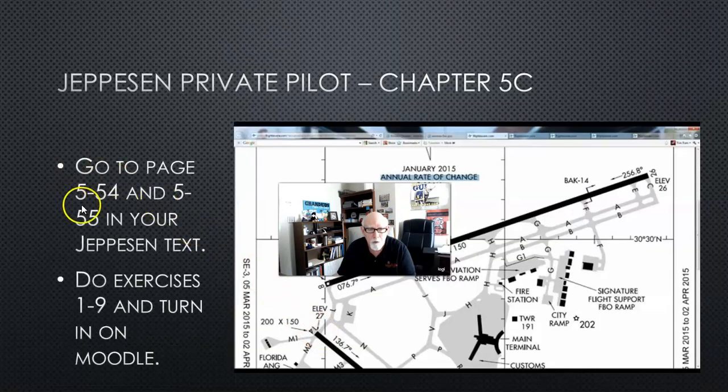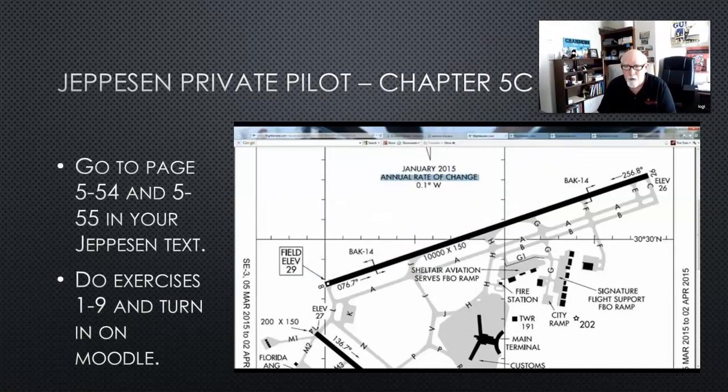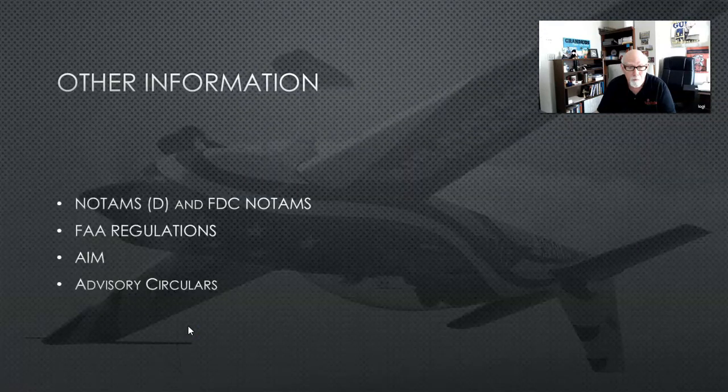Okay, go to page 554 and 555 in your Jepson text. Do exercises 1 through 9, and you can turn them in on your Moodle. All right, turn them in on your Moodle, and that will be in addition to the chapter notes. So you'll have 2 things to turn in, the exercises and the notes.